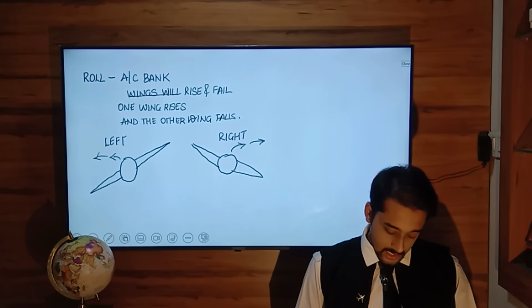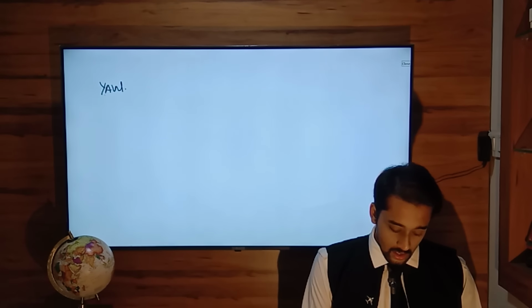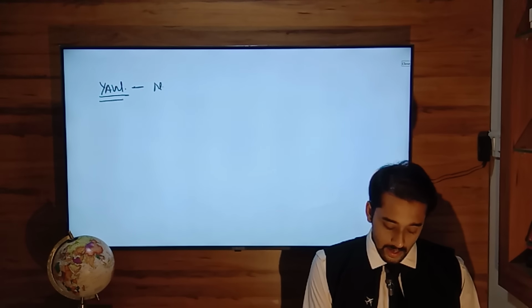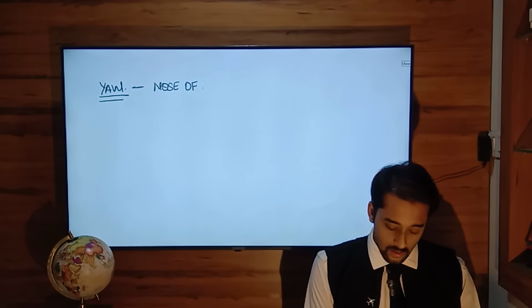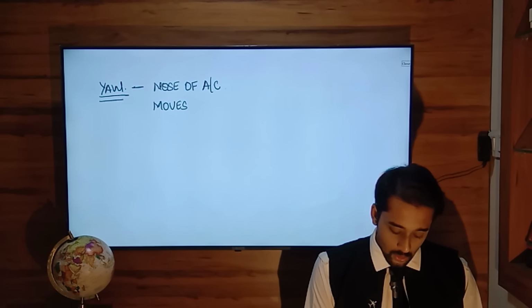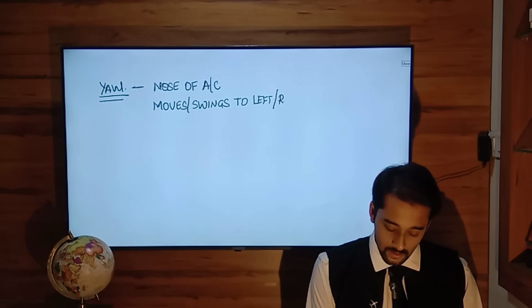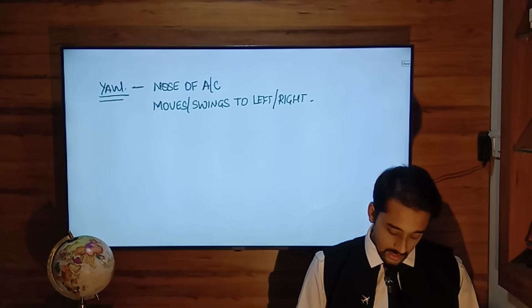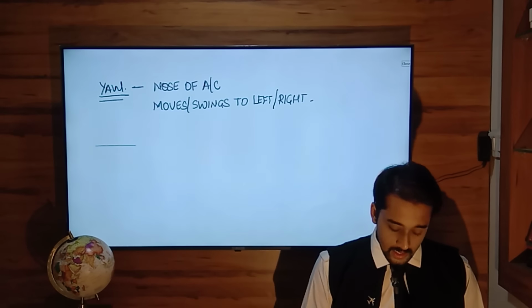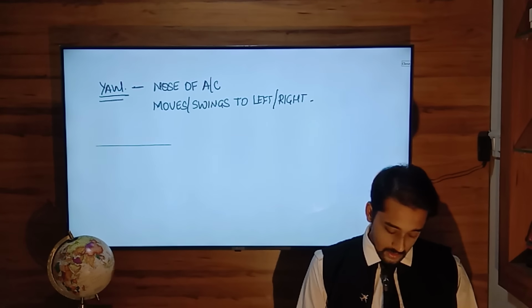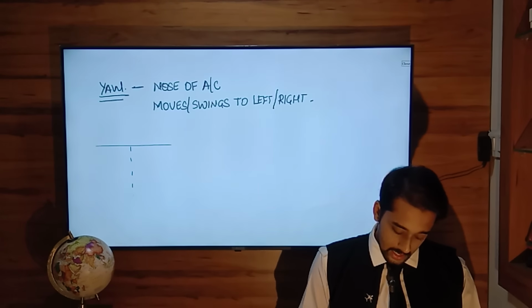Okay, next is yaw. Yaw is that maneuver in which the nose of the aircraft swings left or right. Okay, the nose of the aircraft swings left or right. Let's say this is your horizon in front of you, and this is the straight line.